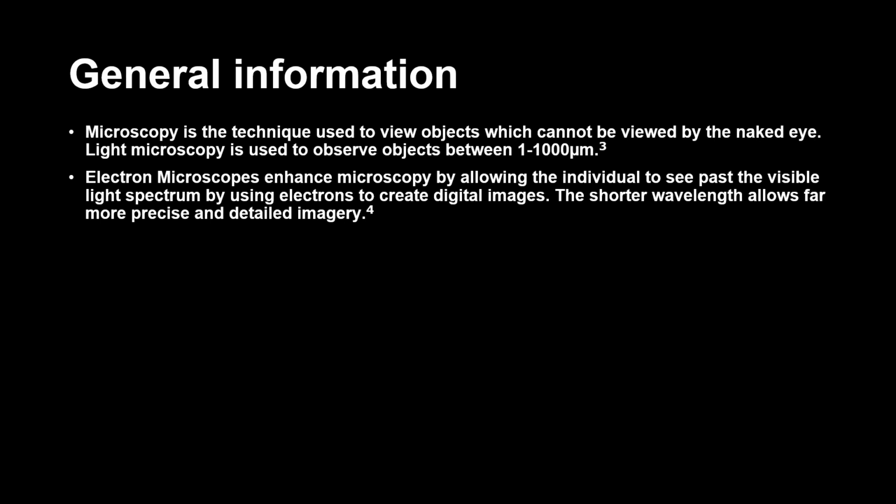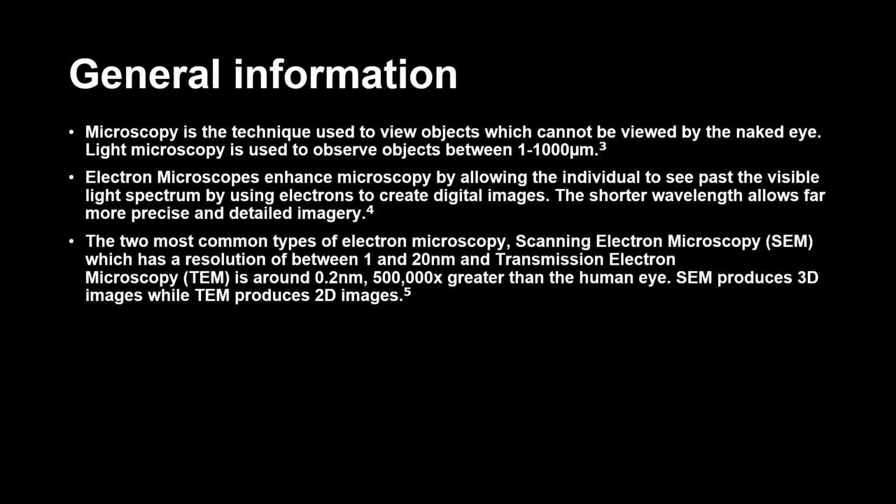The advantage of this is we're given extremely high resolution and extremely detailed images as a result. The wavelength of an electron is far shorter than that of visible light, with the wavelength of visible light being around 400 to 700 nanometers. An electron with an energy of 100 electron volts has a wavelength of around 2.2 times 10 to the minus 10 meters, so 0.2 nanometers, which is far smaller than visible light.